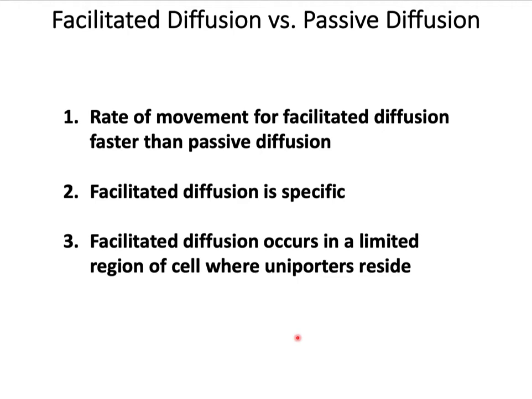Instead of the substances moving through the hydrophobic core of the lipid bilayer, the substance is actually moving through the transport complex. You have removed the rate-limiting step, so it is faster. Facilitated diffusion is also specific, which means these uniporters only move one substance or one class of substances, and the facilitated diffusion occurs in a limited region of the cell where uniporters reside.